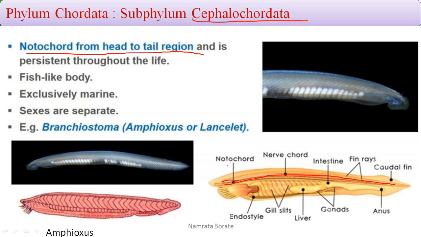These organisms have a fish-like body. They are exclusively marine, and the sexes are separate, that is, the male and female organisms are separate. Its example is Amphioxus. So this one is Amphioxus, also called the lancelet animal, Branchiostoma.